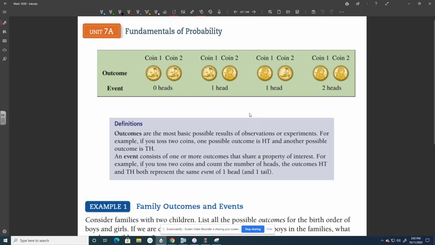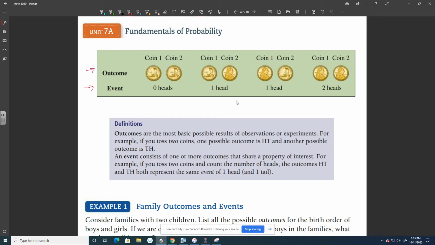So fundamentals of probability. So we've got an example up here where someone flipped 2 coins and you've got different outcomes and different events. So probability really boils down to what are the chances of something happening, in layman terms. And we look at 2 different possible ways we can look at probability. One of those is the outcomes, and one of those are the events.